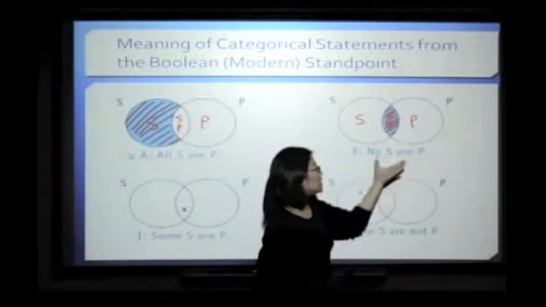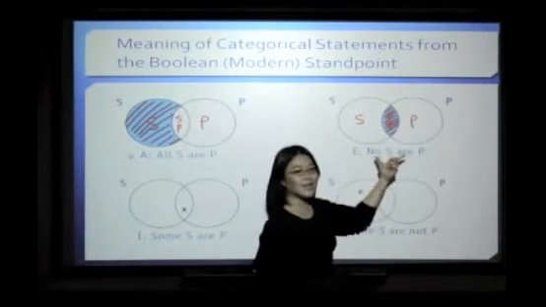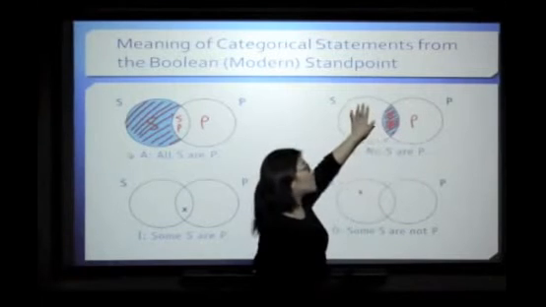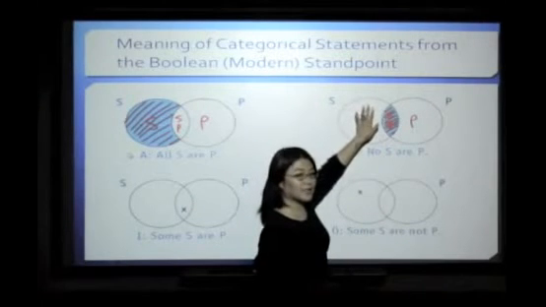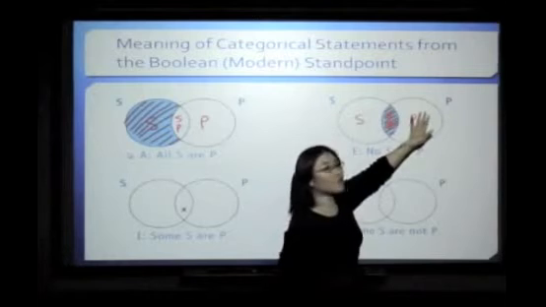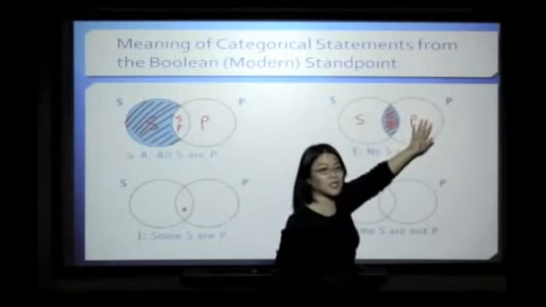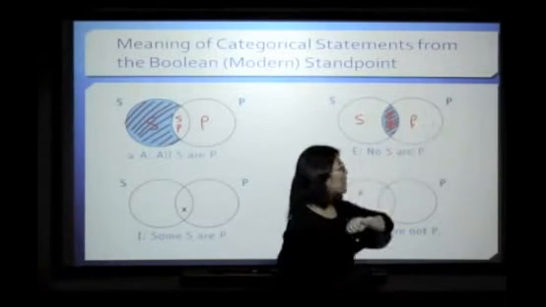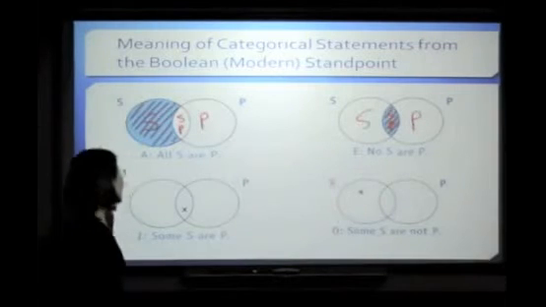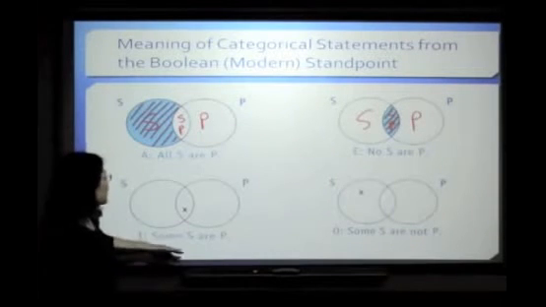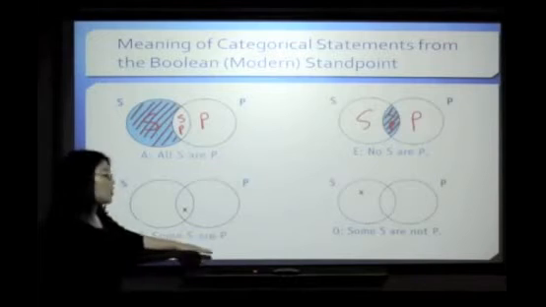In this sense, the information that's contained in this statement is that all the things that are S's are only S's and not P's, and all the things that are P's are only P's and not S's. Okay? Here we have an I-type statement. The statement's form is some S are P.